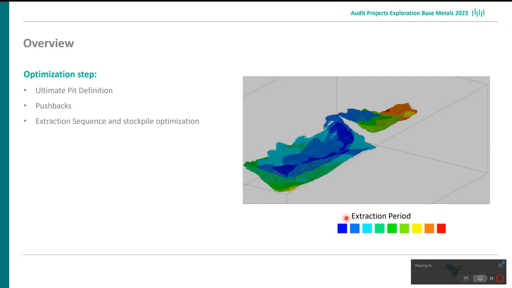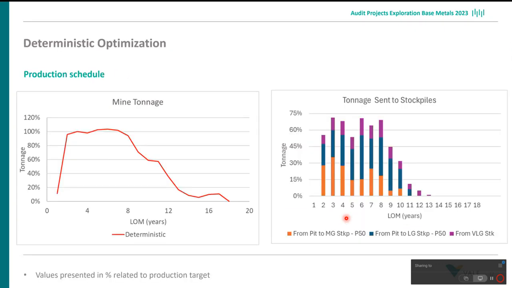So here's a result where extraction period varies from blue early periods to red later down the road. And we consider standard steps: ultimate pit definition, pushbacks, extraction sequence, and stockpiling optimization. And here are some of the results we observed.